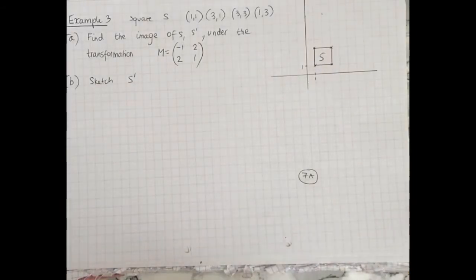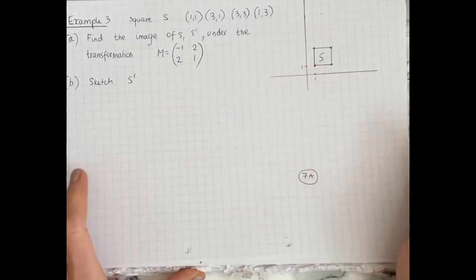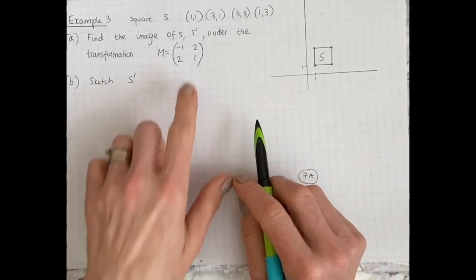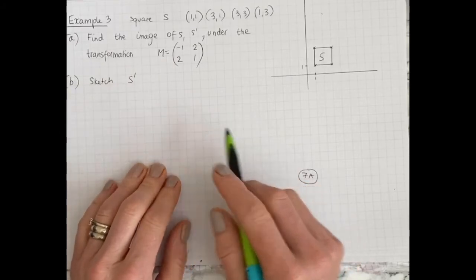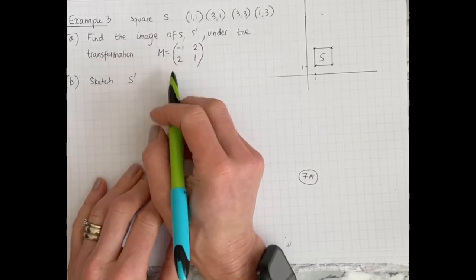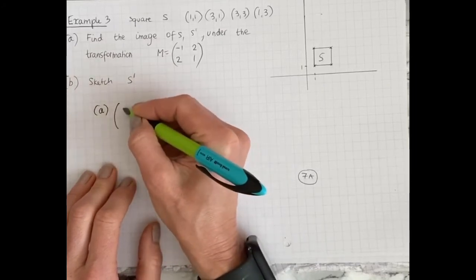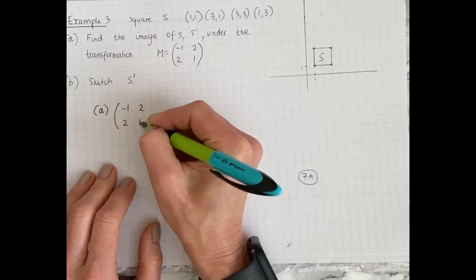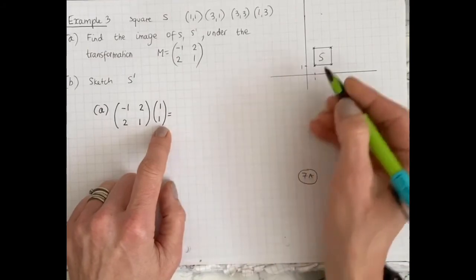Okay, so let's look at example 3. We've got a square with the coordinates 1, 1, 3, 1, 3, 3, 1, 3, so we'll call it square S. We're going to find the image of that square S. We're going to call that image S dash under the transformation that is represented by this matrix M. So what they're asking us is to find the images of the points, and you do it by multiplying the matrix by the point. So for part A, I'm going to do minus 1, 2, 2, 1, multiply it by 1, 1. That will give me the image of point 1, 1.